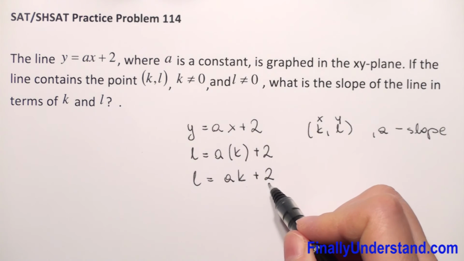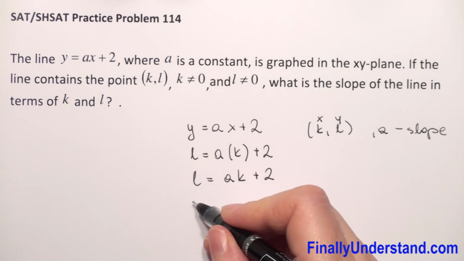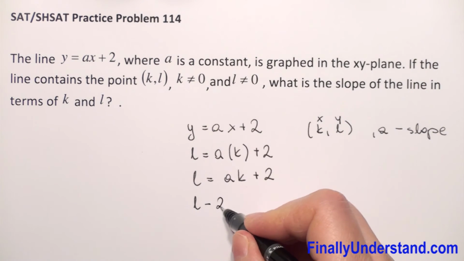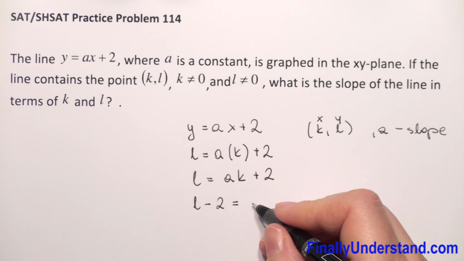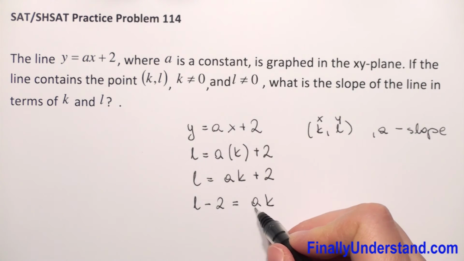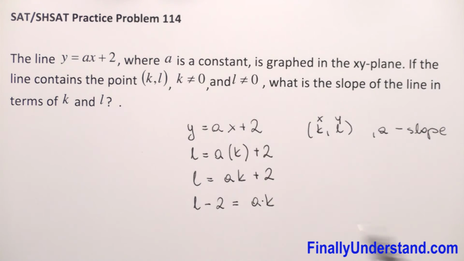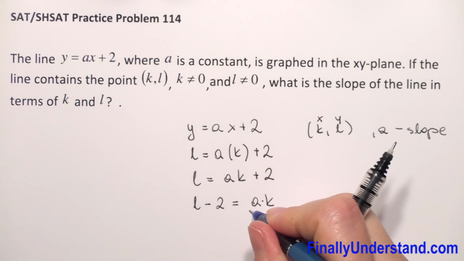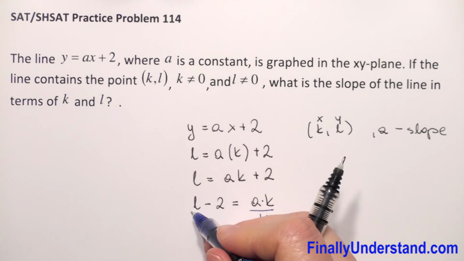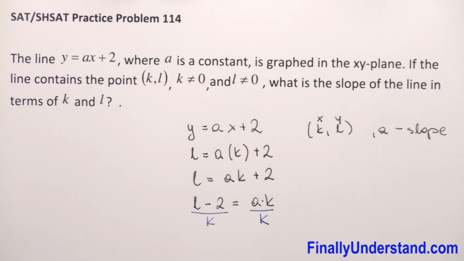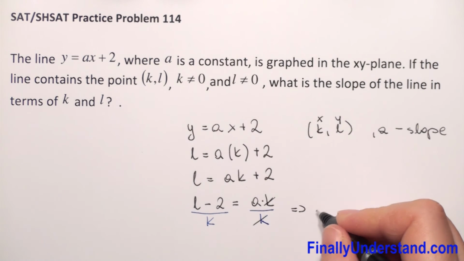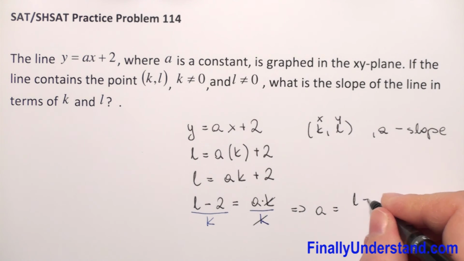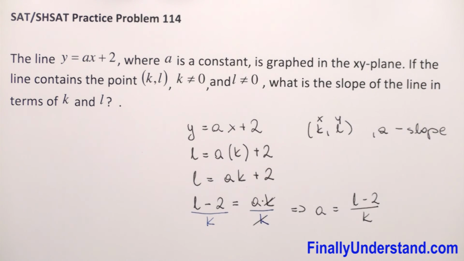So first I will move 2 to the left side. So we will have L minus 2 is equal to ak. What next? We want to have a. We have here multiplication, so now I will divide both sides by k. So k and k we can reduce, and we have that a is equal to (L minus 2) over k. So we found the slope of our line in terms of k and L.